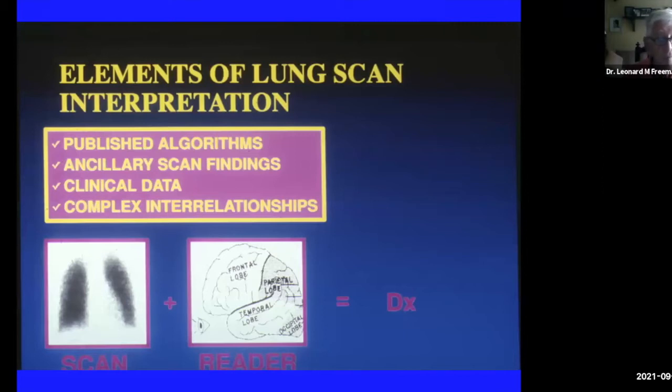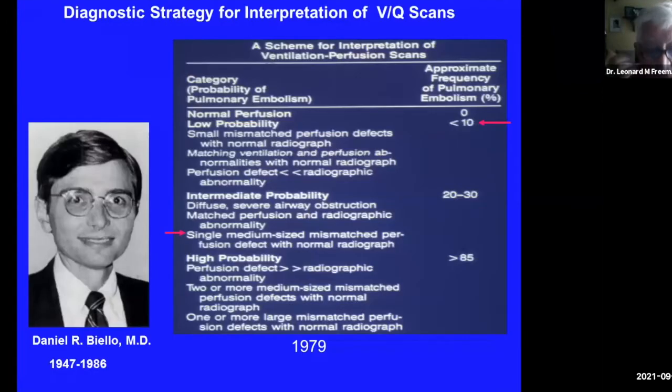Okay, so let's look at some other elements of lung scan interpretation. Back in 1979, Dr. Dan Biello at Mallinckrodt University in St. Louis devised a scheme that most people still to this day use. It's called the probability scheme. In other words, how probable, on the basis of the lung scan, is it for the patient to have a pulmonary embolism?